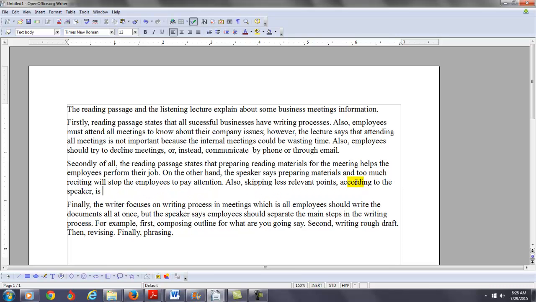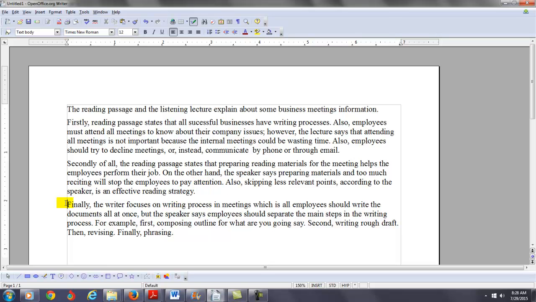to the speaker, is an effective reading strategy. So you could say something like that. So skipping less relevant points, according to the speaker, is an effective reading strategy. You can probably say it that way, and that focuses more on what is being said in the lecture. Okay, let's go to the last one.